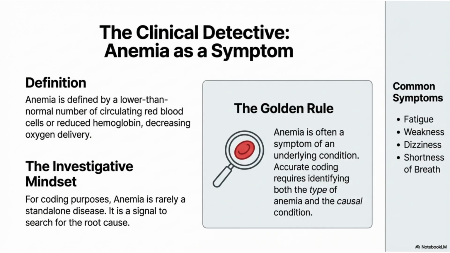Anemia is defined as a lower than normal number of circulating red blood cells or reduced hemoglobin, which decreases oxygen delivery throughout the body. As the document states, anemia is rarely a standalone disease. It is a signal to search for the root cause. This is the coder's mindset. Anemia is often a symptom, not the final diagnosis. Accurate coding requires identifying both the type of anemia and the underlying condition driving it. Common symptoms include fatigue, weakness, dizziness, and shortness of breath.